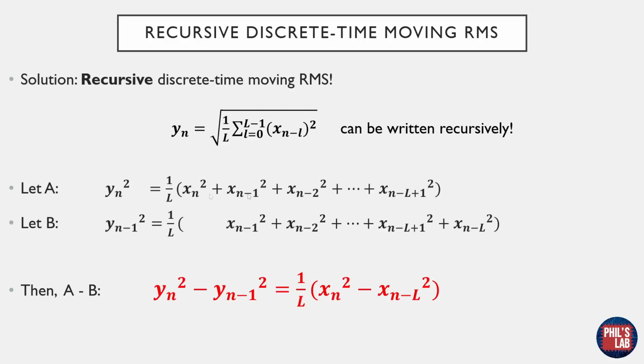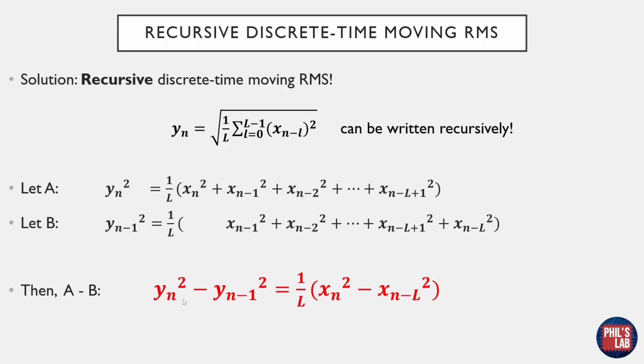If we expand these two equations, and sorry for a bit of a maths-heavy video, we can see some common occurrences. For example, x[n-1] squared appears in both, x[n-2] squared appears in both, assuming of course L is larger than 2, and the final terms x[n-L+1] squared appear in both. If we subtract B from A, a lot of these terms will cancel. So x[n-1] squared will cancel, x[n-2] squared will cancel, and so on.